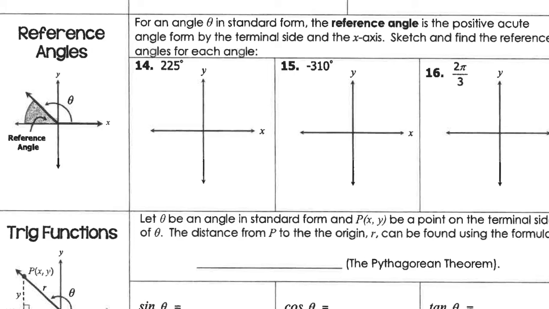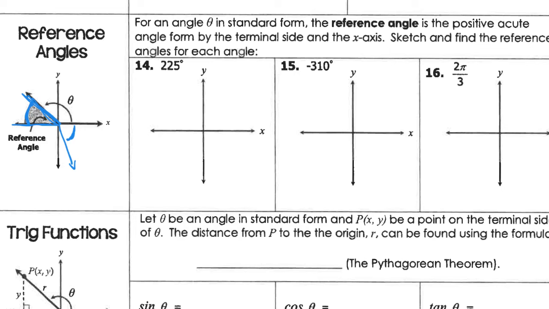Reference angle is the angle that's below or above the terminal side of an angle. So if you look over at the picture, there's the terminal side. So this reference angle is the angle that's below it with the x-axis. If the terminal angle was underneath the x-axis, then the reference angle would be above it. So they want us to sketch and find the reference angle for each angle.